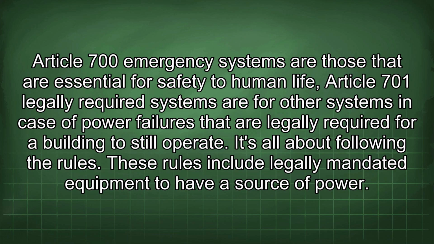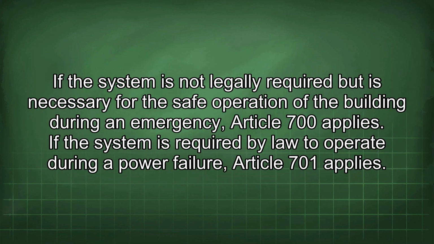Article 701 legally required systems are for other systems in case of power failures that are legally required for a building to still operate. It's all about following the rules. These rules include legally mandated equipment to have a source of power. If the system is not legally required but is necessary for the safe operation of the building during an emergency, Article 700 applies. If the system is required by law to operate during a power failure, Article 701 applies.